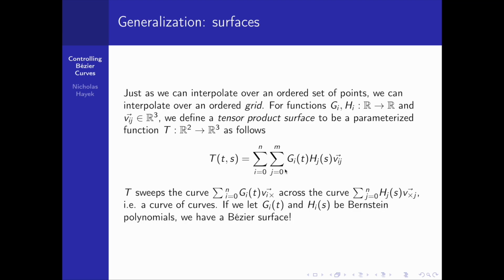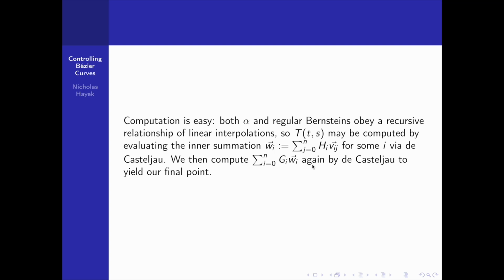Of course, these G and H's, they can be pretty much anything. We have the rational Beziers we talked about, the alpha Beziers we talked about. We'll discuss splines when it comes to surfaces. There are really generalizations of all the topics we talked about. And computing them is easy.